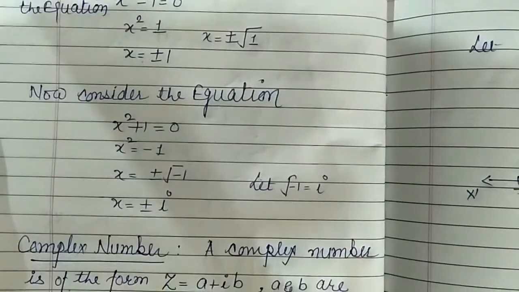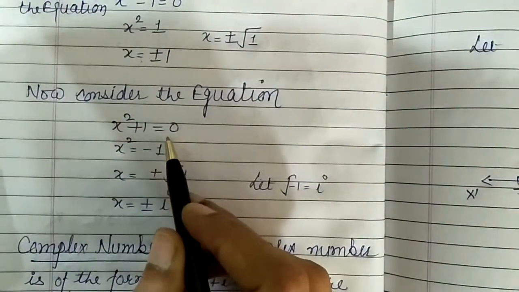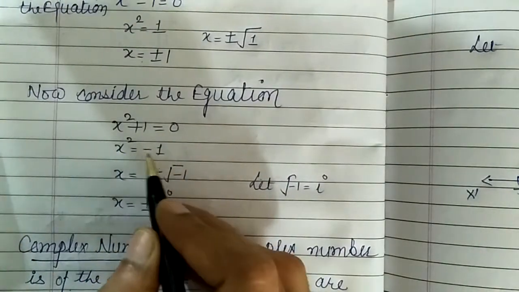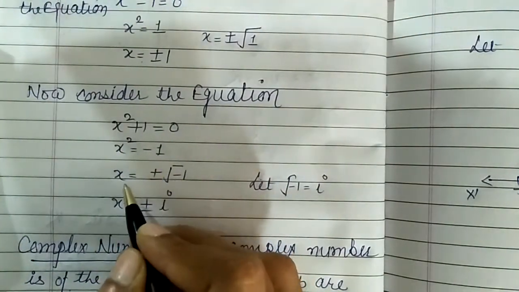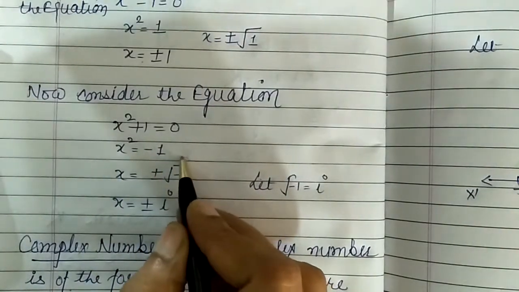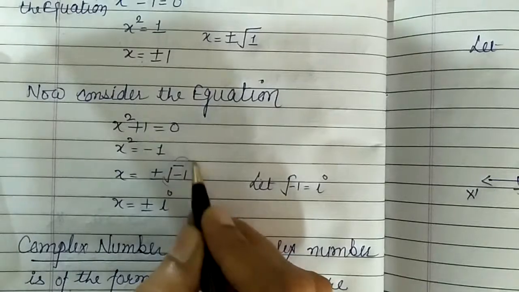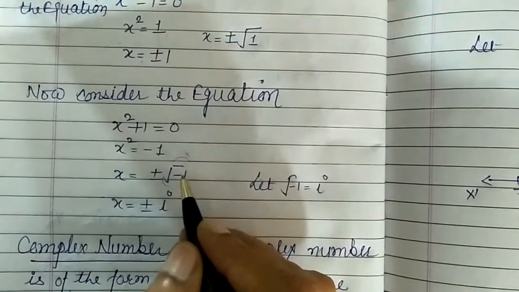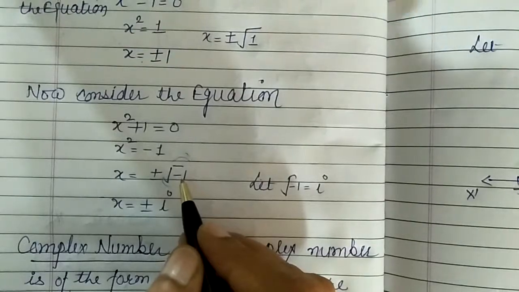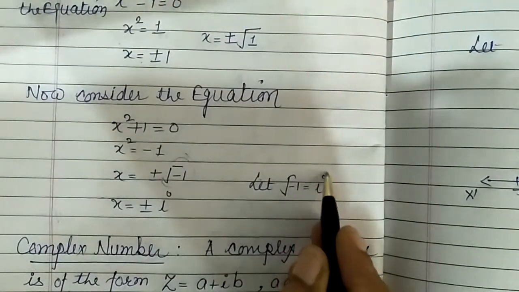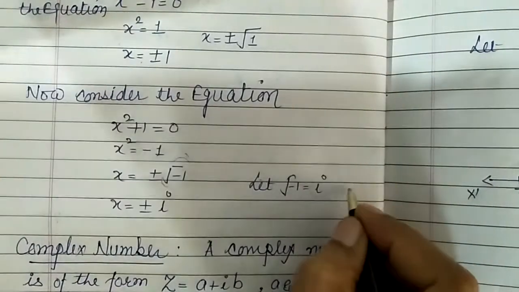Next, consider this equation x square plus 1 equal to 0. Shifting 1 to the right hand side, x square equal to minus 1. Then this will be plus minus square root of minus 1. Now this square root of minus 1 will not be a real number. We are giving it a symbolic notation: root minus 1 equal to iota. This symbol is called iota.